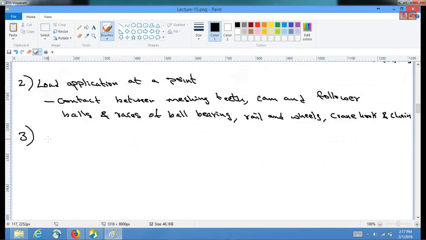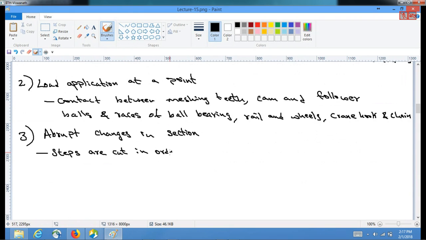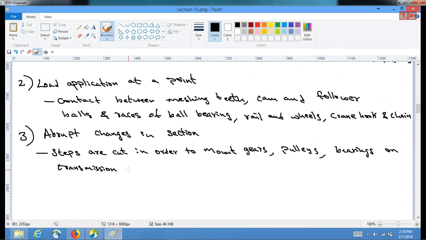The third can be abrupt changes in section, such as steps cut in order to mount gears, and pulleys and things like bearings on transmission shafts.